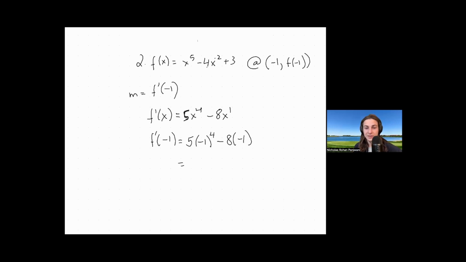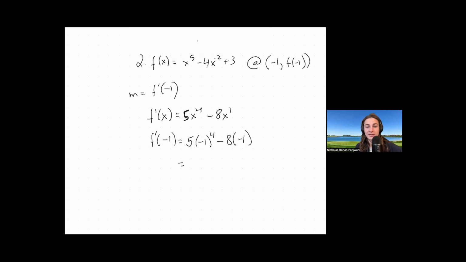So whenever you have negative 1 to some power, if it's an even power, it's going to be positive 1. If it's an odd power, it's going to be negative 1. And that goes for any negative number that you're raising to a power. If the power is even, it's going to be positive, whatever it is. If it's odd, it's going to be negative, whatever the result is. So negative 2 to the third, for example, would be negative 8, but negative 2 to the fourth would be positive 16.